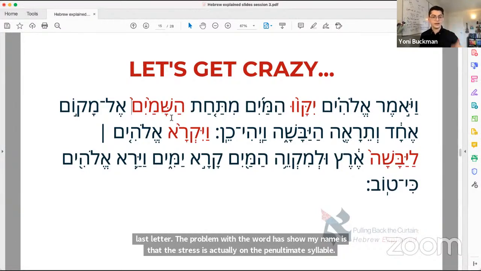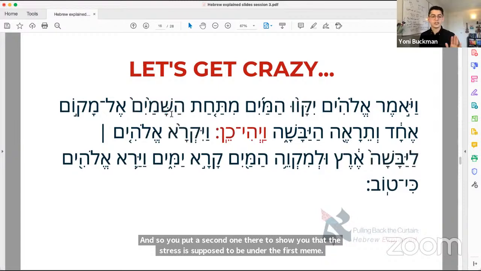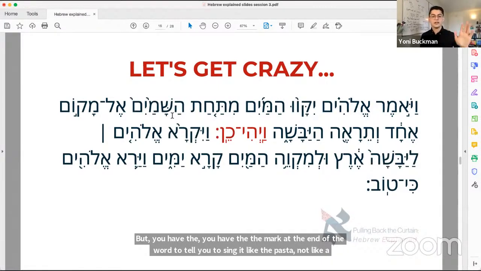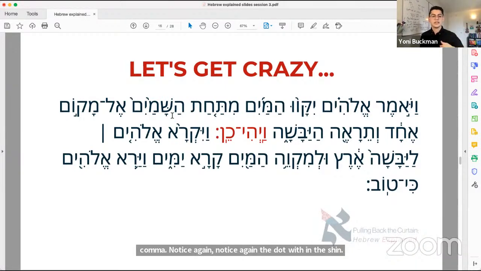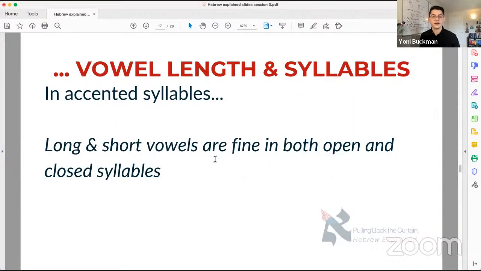Notice again, the dot within the shin, not the dot above. It's this dagesh chazak that I keep teasing, and we are going to get to it. So just something to note, we have these accent marks. They have to do with the musicality, with accenting, and with punctuation. So these are very useful. For our purposes, we're going to focus on accenting. Okay, we covered this already.